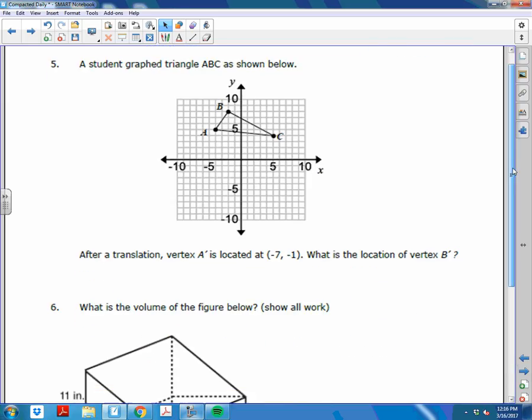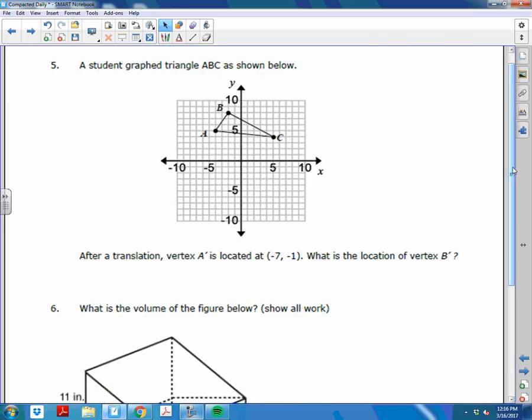Alrighty, rolling right along. Number 5. After a translation, vertex A is located at -7, -1. Now, here's one thing that was key on one of y'all's worksheets. I noticed that I got a couple of y'all. There was the one we did, the multiple ones, I think, and it said after a translation, and some of y'all assumed it was a dilation. Okay? When I say after a whatever, I'm telling you what the move is. Okay? And we know a translation is a what? A translation is a slide or a move.